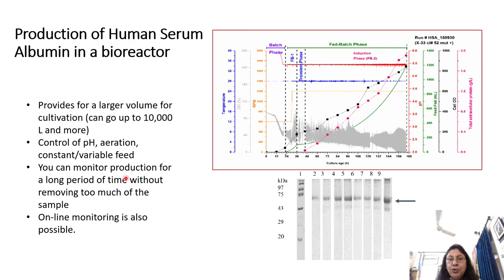Since you're going to be dealing with very, very large volumes in a bioreactor, even if I remove 20 ml at any given point of time, it's not too much of a volume to be removed, which can sometimes have an impact. In a shake flask, if you have only 100 ml and you remove a 10 ml sample every 24 hours, you're also changing the nutrient dynamics in this shake flask. So you can monitor the production for a long period of time without removing too much of the sample.